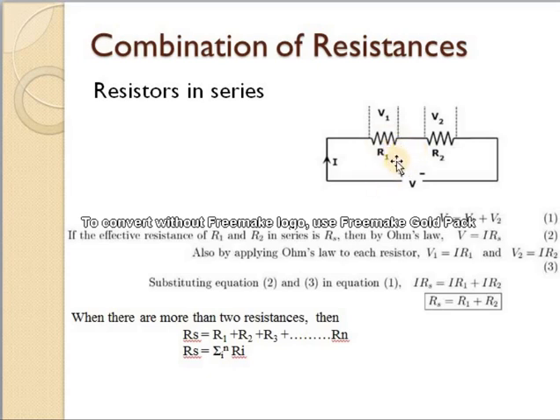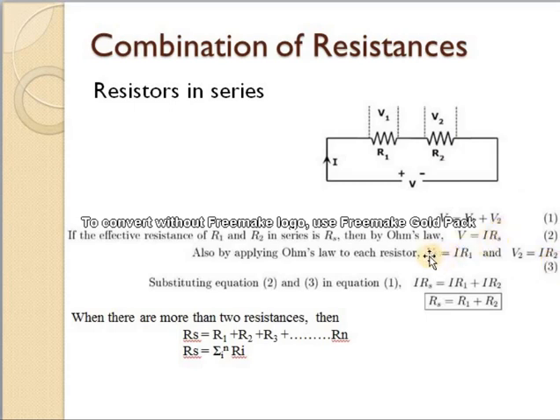Suppose these two resistors are replaced by their effective resistance Rs, then the voltage across that effective resistance is V and the current flowing through the effective resistance will be I. So by Ohm's law, V is equal to I into Rs. But already we know V1, that is the potential difference across the resistance R1, is equal to I into R1. Similarly, V2 is equal to I into R2.